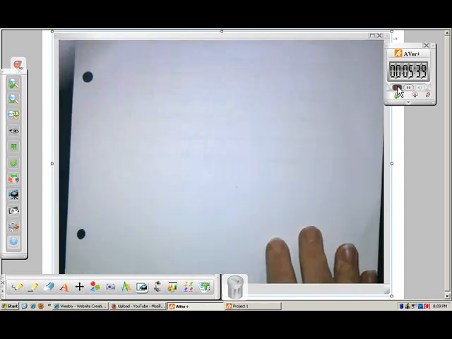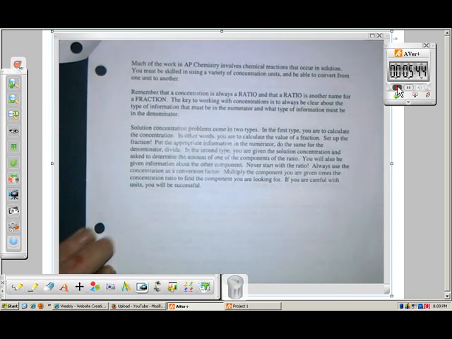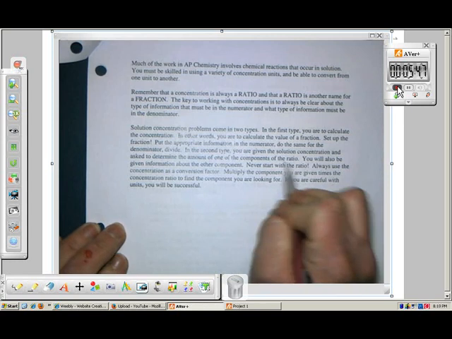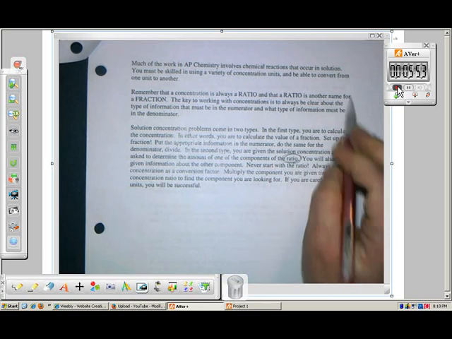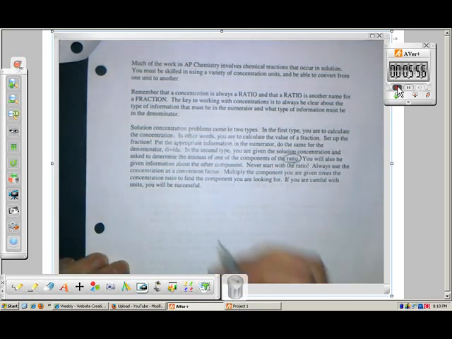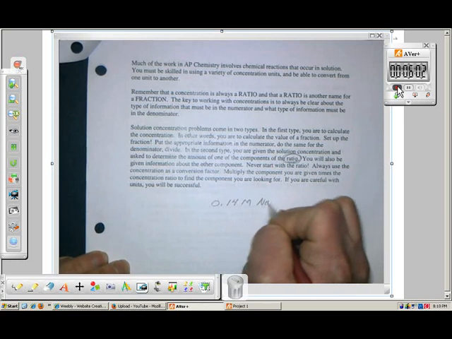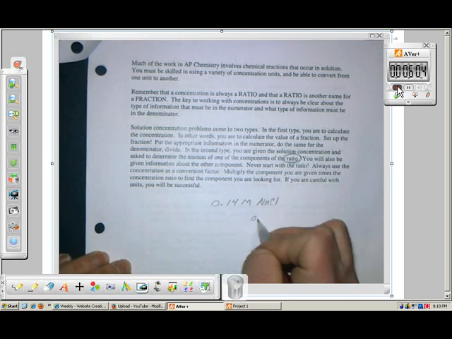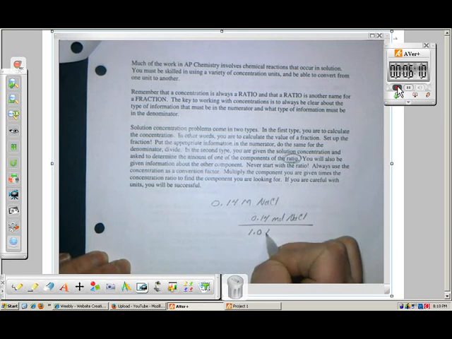On the second page of your packet, I have just reminded you of a key to problem solving. We want to be able to see our concentrations as conversion factors. So reading through this and showing us an example, if we would have a 0.14 molar sodium chloride solution, well, that means there's 0.14 moles of NaCl per 1 liter of solution, where this accounts for the volume of the solute and the solvent.